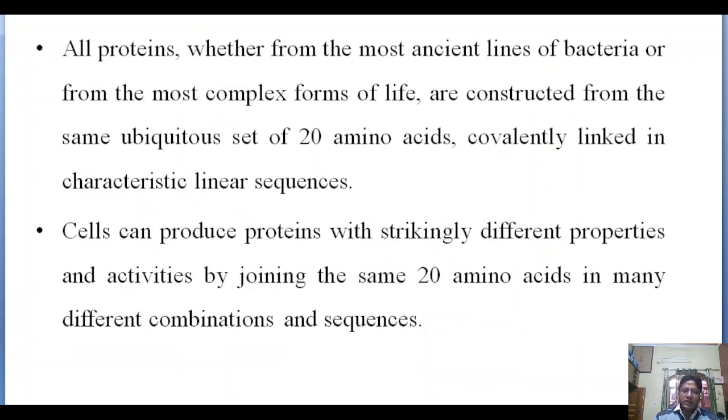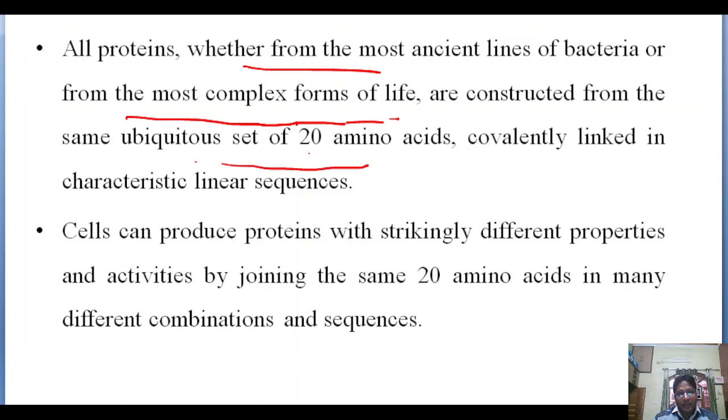So next, all proteins are made up of the same set of 20 amino acids. The same types of amino acids are found in bacteria, plants, fungi, humans, monkeys, and all other organisms. So you will find that all the proteins, whether they are from bacteria, the simplest form of life, or viruses, or the most complex forms of life like mammals such as humans, monkeys, whales, are made up of the same type of amino acids. All these 20 amino acids make the different types of proteins, and these amino acids are then linked in a characteristic linear sequence. As we have discussed, that sequence comes from the DNA.